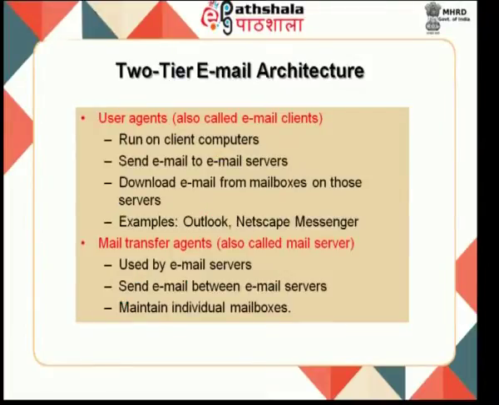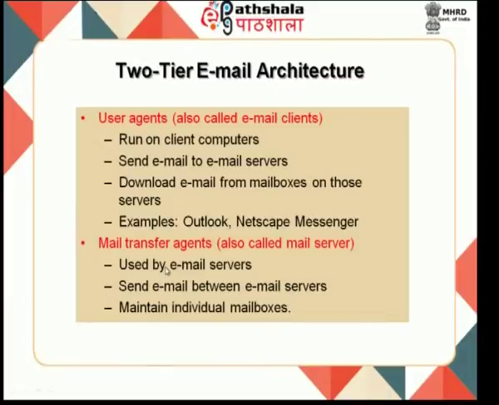Now, we can see the two-tier email architecture. In the two-tier email architecture, there are two components called the user agents and the mail transfer agents. The user agents are also called email clients, and they run on the client computers and send email to email servers. We can also download email from mailboxes on those servers. Examples are Outlook, Netscape Messenger, etc.